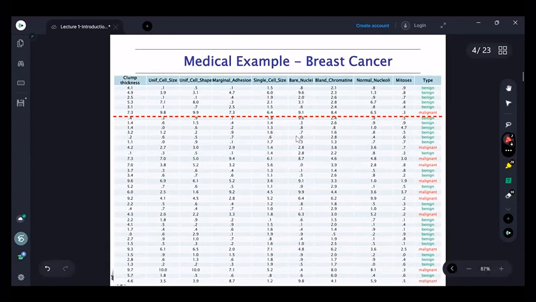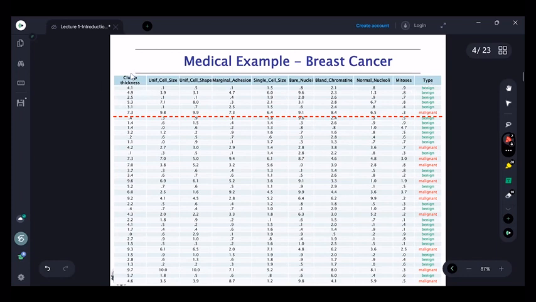All right, so this is the medical example, like breast cancer. So this is the breast cancer data. From this data we can see some columns, from clump thickness until mitosis, and this is the type, benign or malignant.